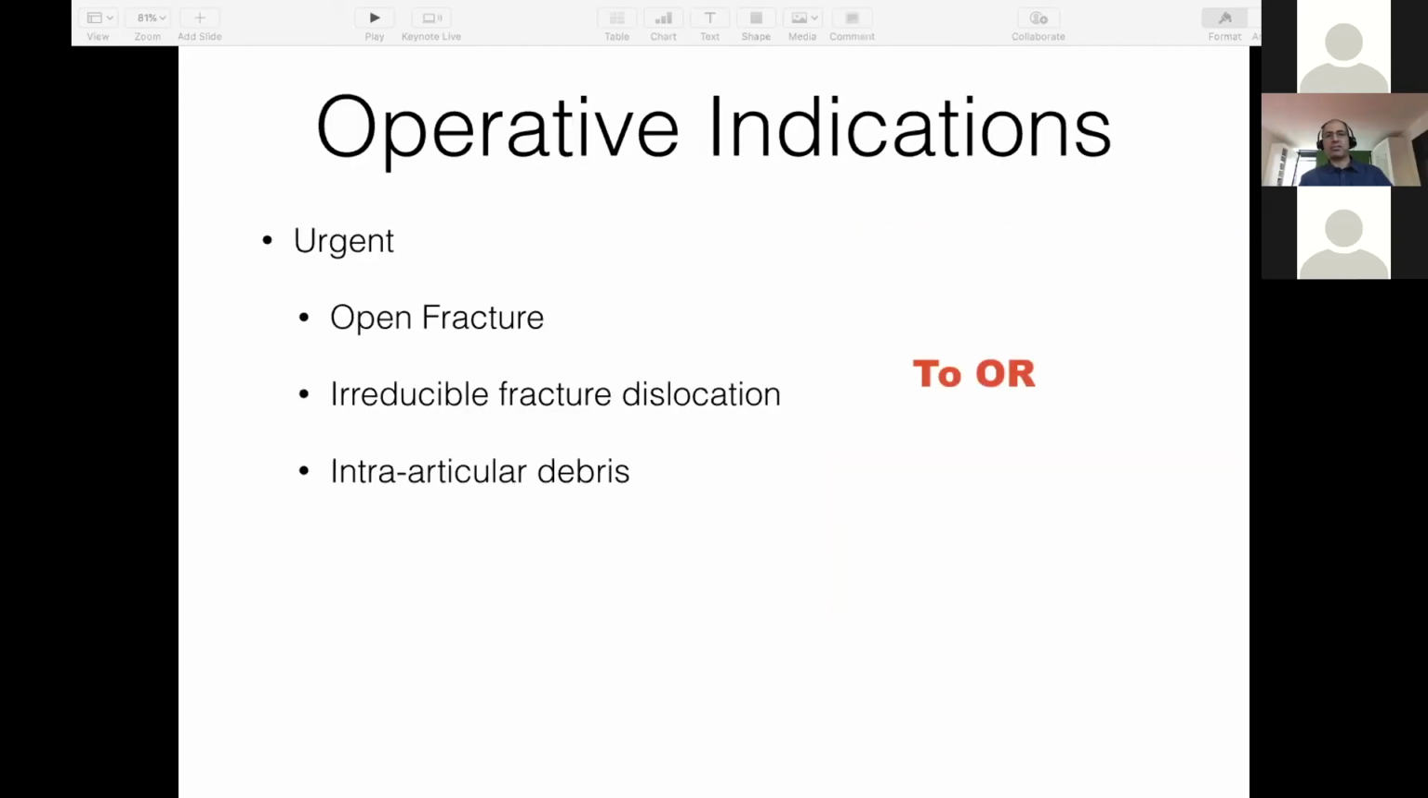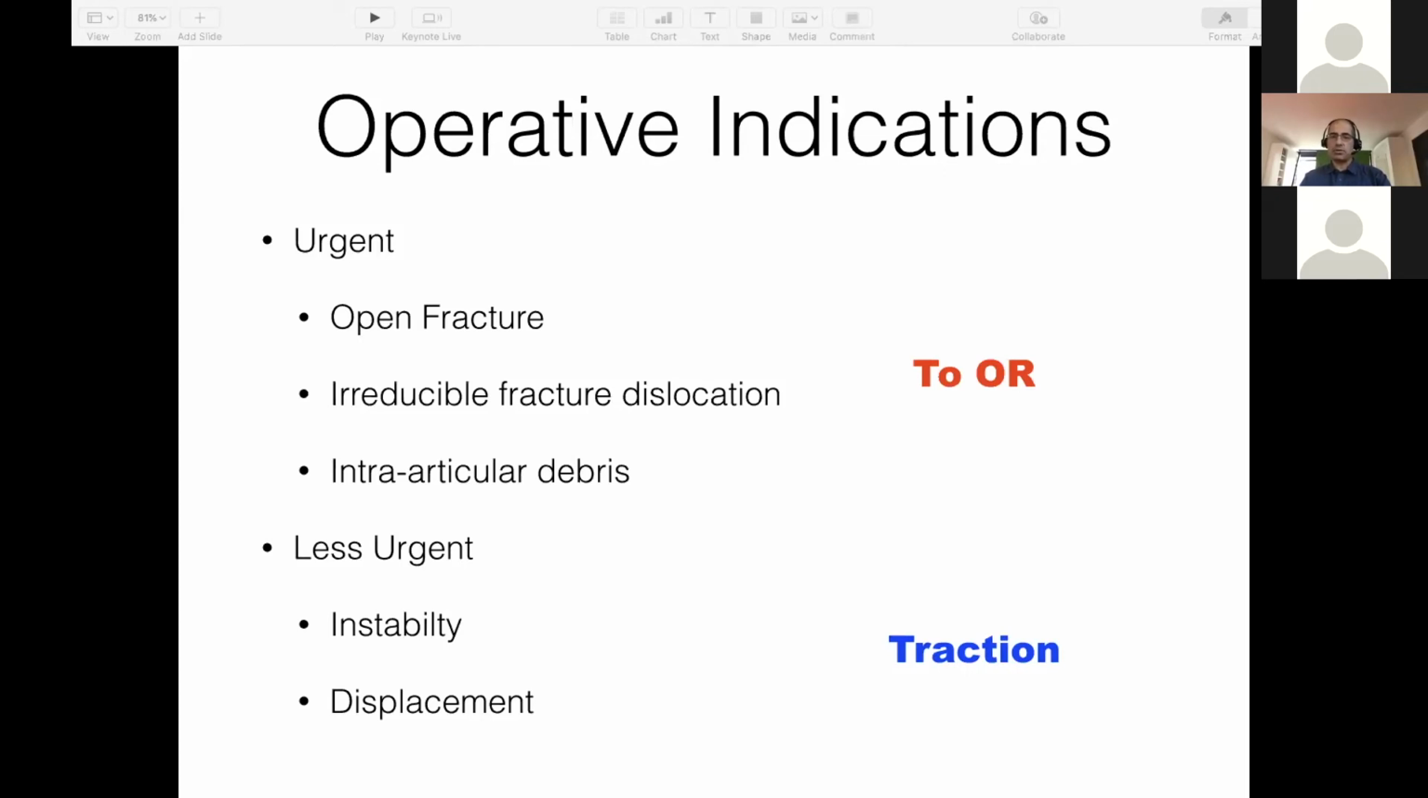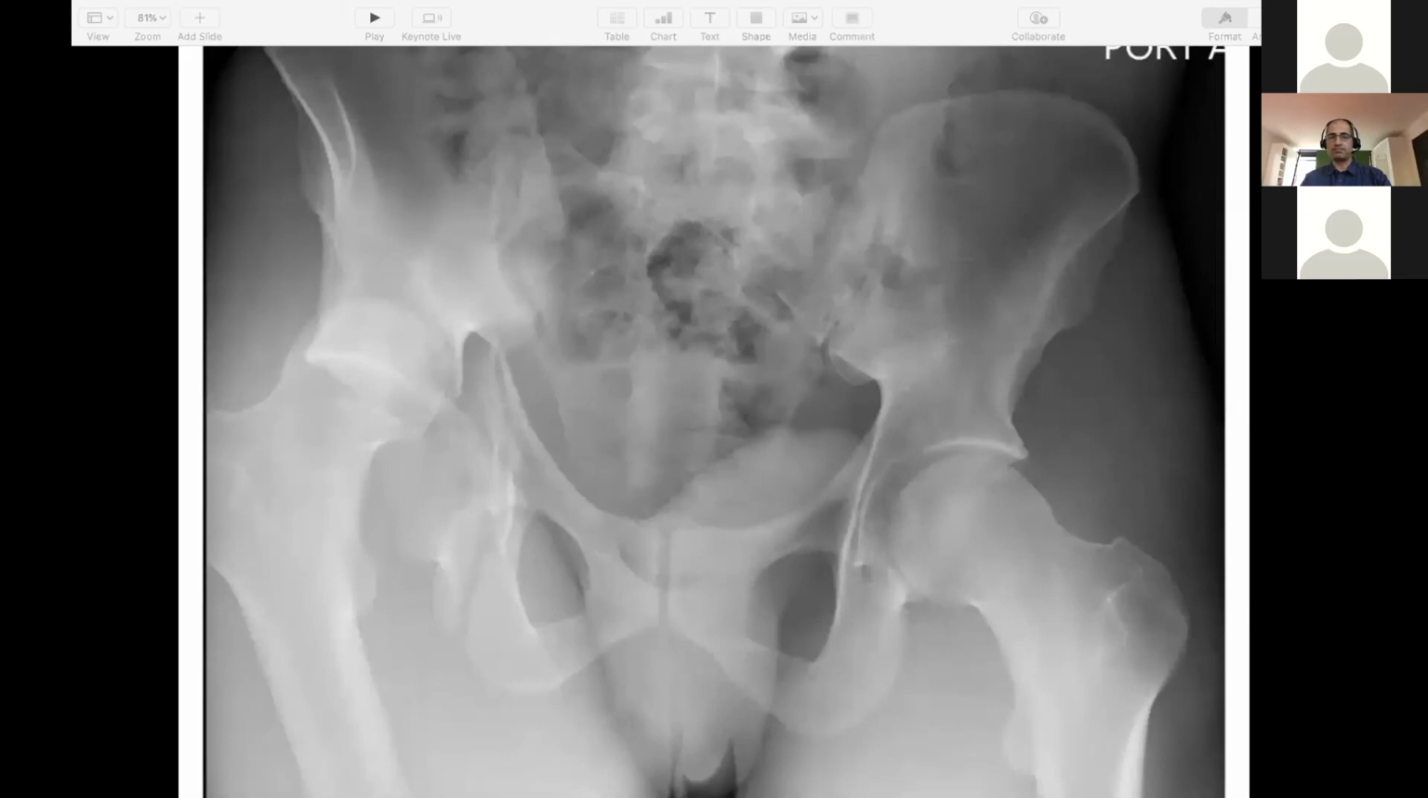Operative indications. Who needs to go to surgery urgently? Well, open fractures need to go to surgery urgently. Irreducible fracture dislocations, and those patients who have significant intra-articular debris, those patients are going to need surgery. The decision in those patients is not if, it's really when. Less urgent is patients that have some degree of instability or displacement, but can wait for surgery, and those patients can go into traction.